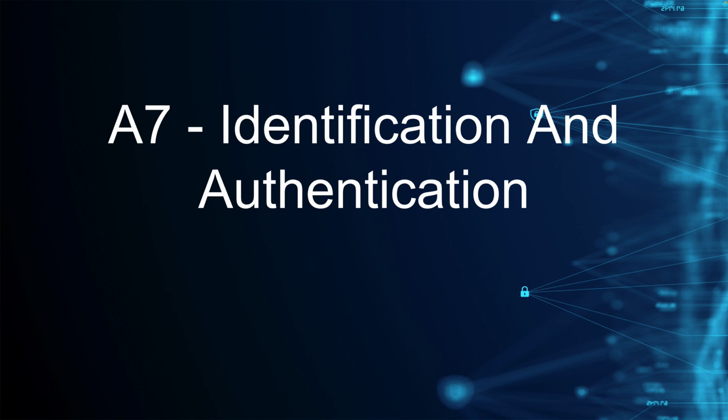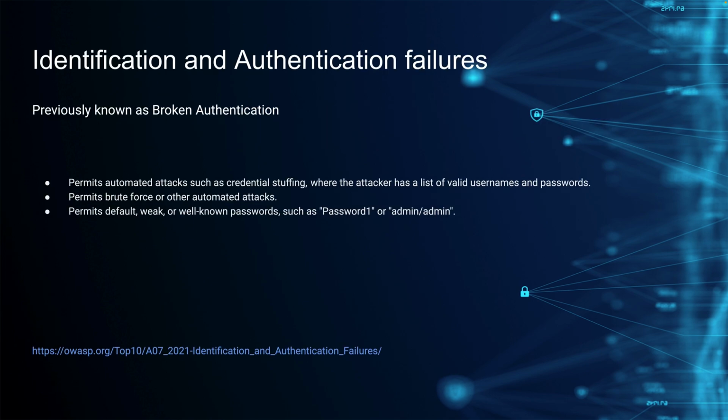So A7 is identification and authorization. This has previously been known as broken authentication, and it is the area where your application permits automated attacks, for example credential stuffing, such that they can try to brute force your application using a list of valid usernames and passwords that could be from previously hacked applications, where the top 10,000 popular username and password combinations are tried against your application. And this basically also applies to some of the topics that we have discussed before, with the default configuration or security misconfiguration, where you have allowed well-known passwords to be used.